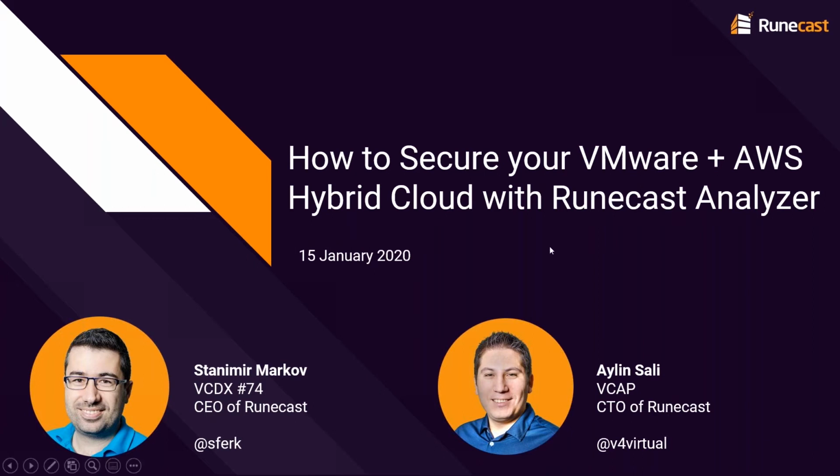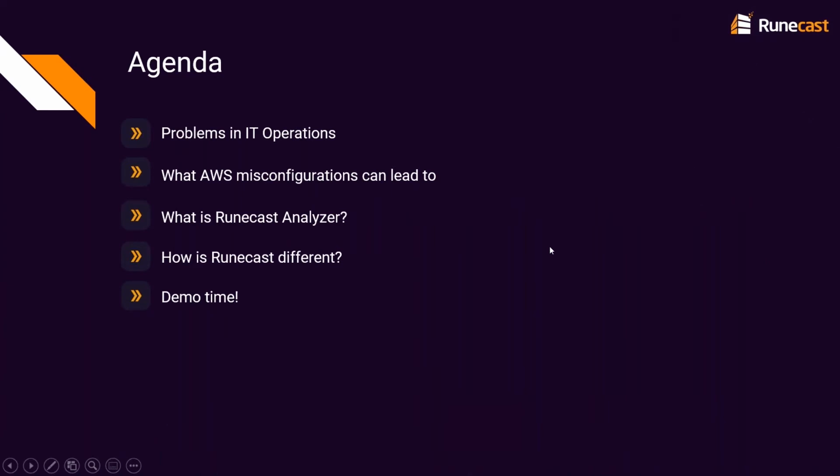All right, so this is the agenda for today. I will try not to keep it for a full hour, so we'll try to be very on point and concise. We will start looking at what kind of problems in IT operations we have seen and what kind of problems are solved with Runecast Analyzer. And also in this session, we'll be talking a bit more about not just VMware, but also AWS, what kind of misconfigurations can happen there and what can happen if you misconfigure something in AWS.